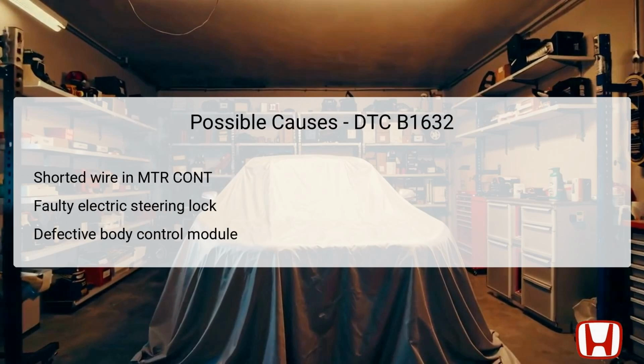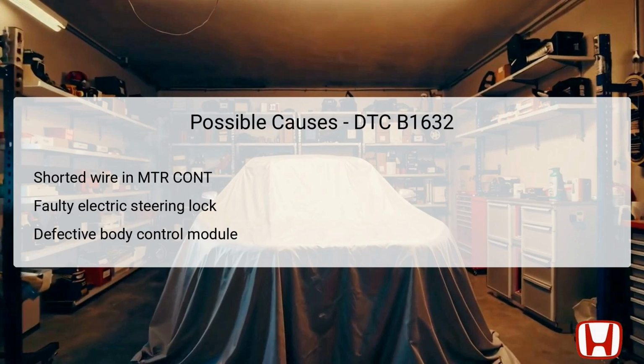When troubleshooting DTC B1632, several potential causes must be considered. A shorted wire in the MTR CONT line could result from wear and tear or physical damage, potentially leading to incorrect voltage readings. Next, a malfunction within the electric steering lock itself could also trigger this error. If the internal components have failed, the unit may not operate as intended.